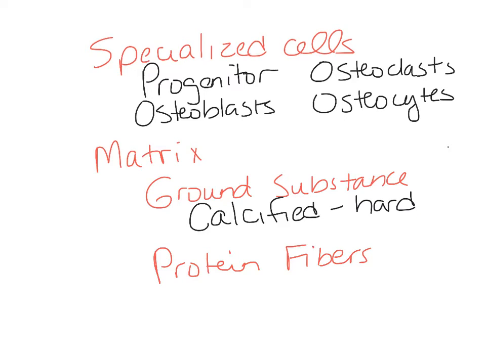Then the protein fibers. The majority of the protein fibers that we find in bone is collagen. And what did I say about collagen? It allows the tissue to bend. It allows those bones to bend a little bit so they don't just snap whenever there's any little type of pressure on them. Right?